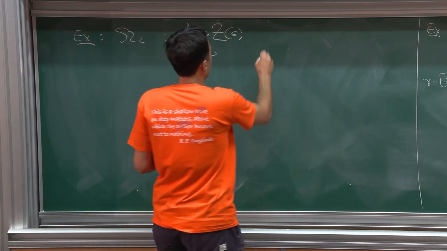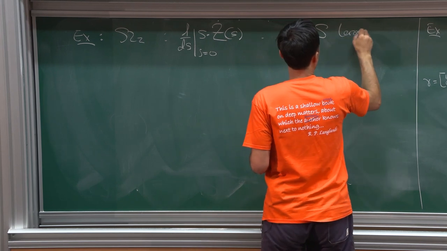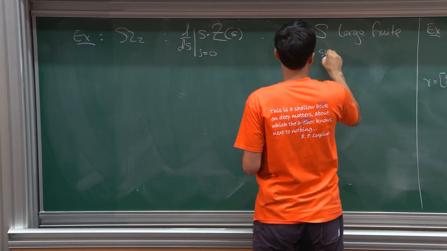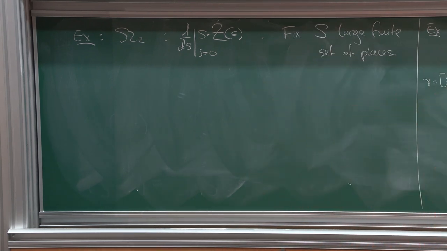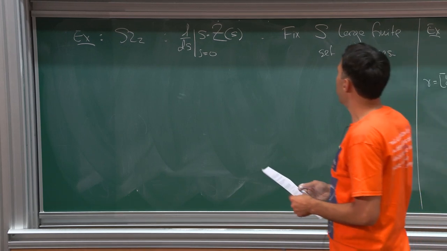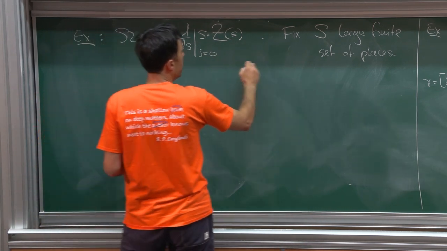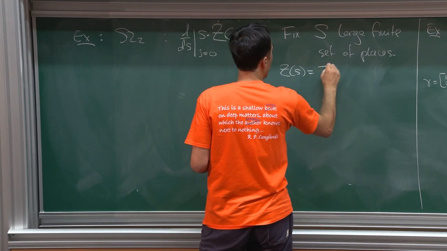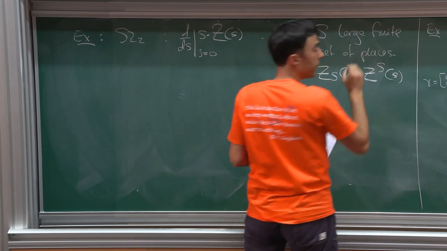Now, what we can do is we can fix S, a large finite set of places. What does large mean? It means that outside of this set, all the data we have is unramified. So in particular, the test function, which we can imagine to be a product of local test functions, is the characteristic function of the integral points. And then we can write this z, we can decompose it as the part at S and the part away from S.